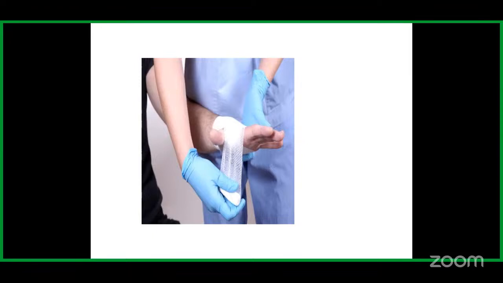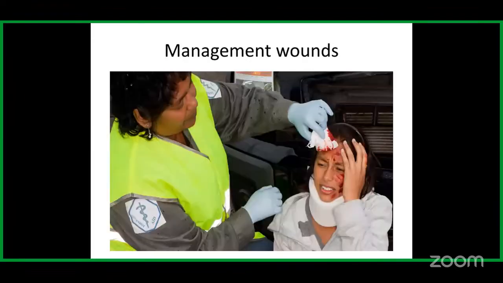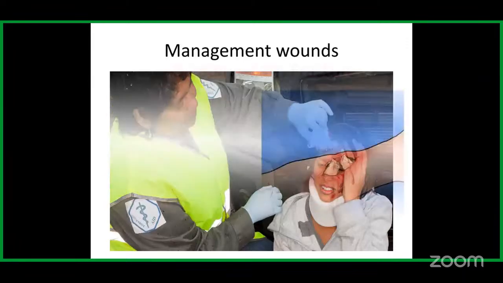If you don't have gloves, we hesitate to touch a person who is bleeding profusely. In that case, we can use other barriers, such as a plastic sheet or a plastic cover, but if possible, keep gloves. There are some videos also in this. I don't know whether the video will play, but we'll go to the next slide about management of other types of wounds.